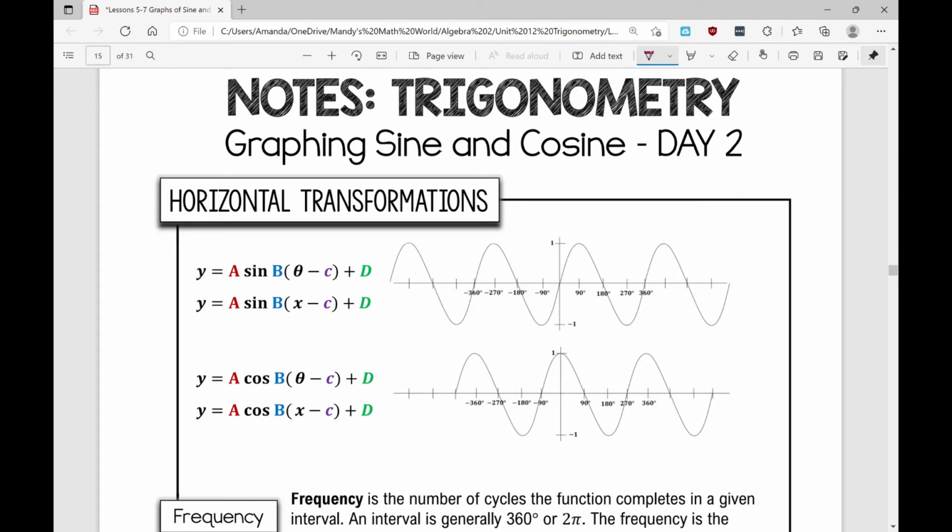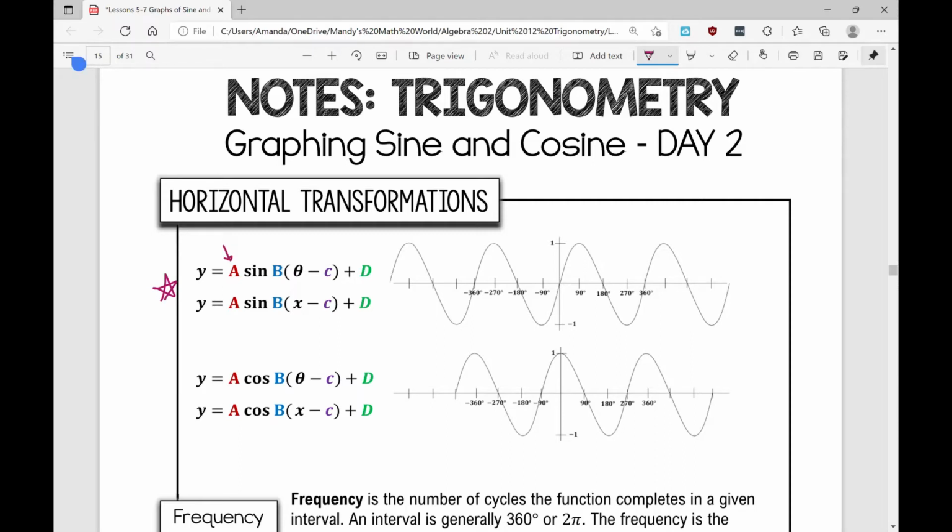Let's start our notes over day 2 of graphing the sine and cosine functions. Today we're going to dive into horizontal transformations. So again, I just want to go over. Here we have our sine parent function over here. Here we have what we can refer to when we look at our transformations of the sine function.